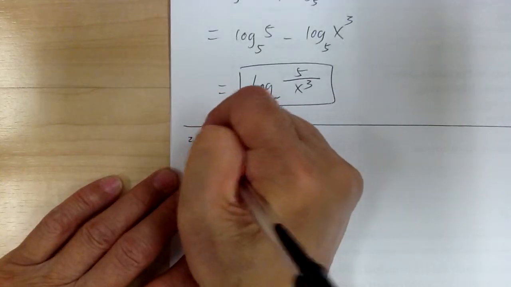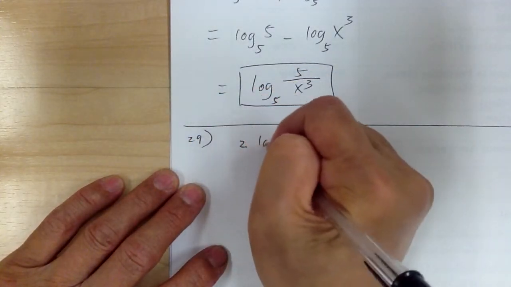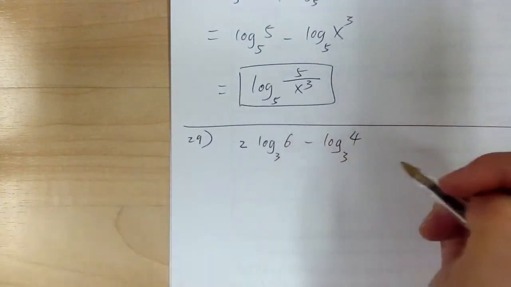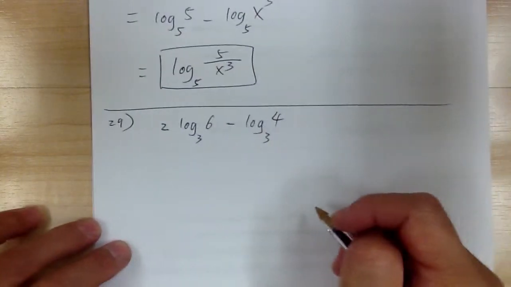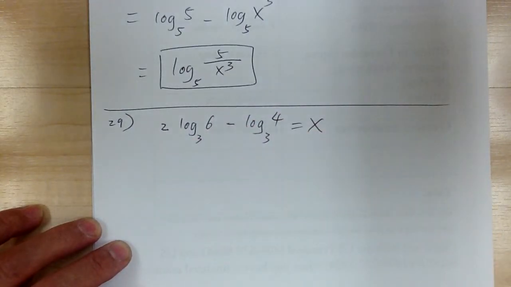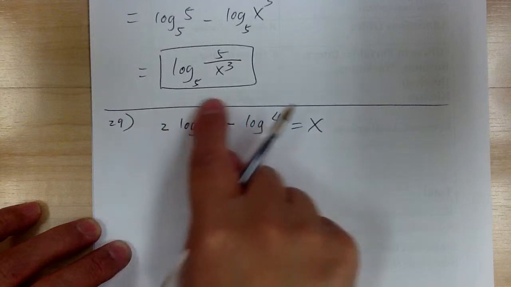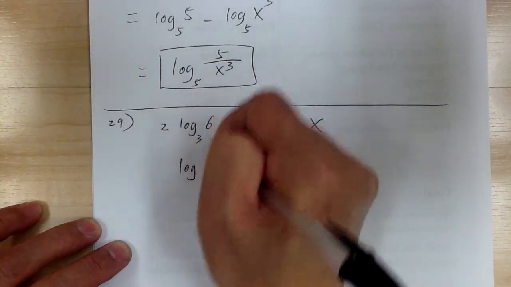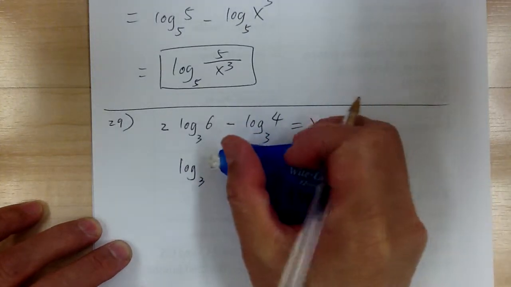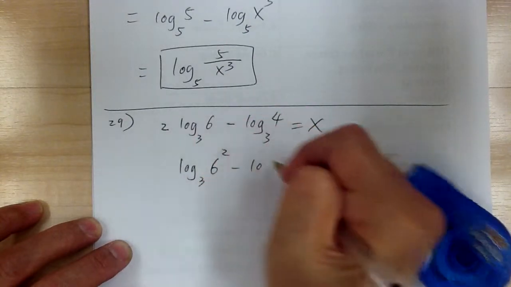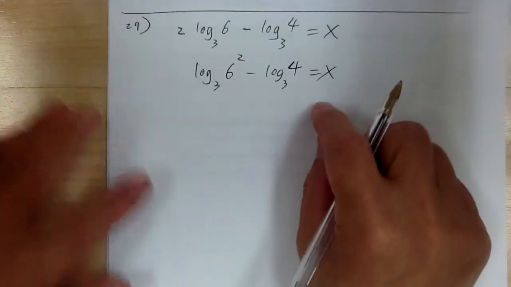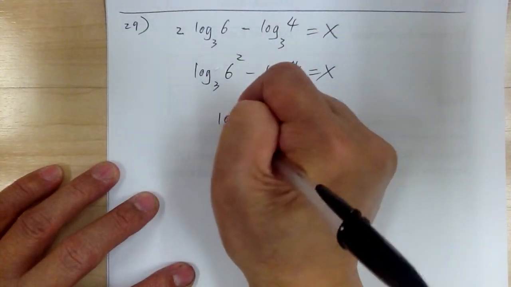Okay. Number 29, you have 2 log 6 base 3 minus log 4 base 3. So you want to evaluate, you want to find what this is equal to. So first, set it equal to x. That way when you shuffle things around, you still know what you're trying to get. Okay? So you don't lose track. Okay, so first bring this to the inside. So it becomes 6 squared, so it becomes 36. Then you have to combine this together. So subtraction, when you combine together, it becomes division, right?